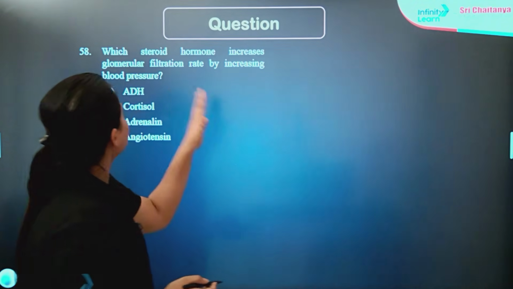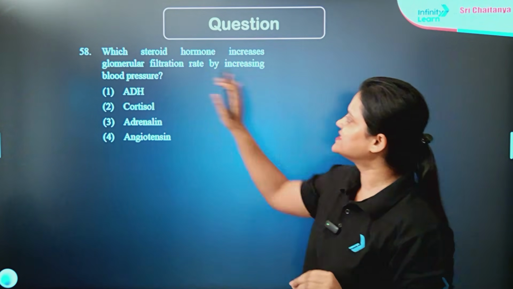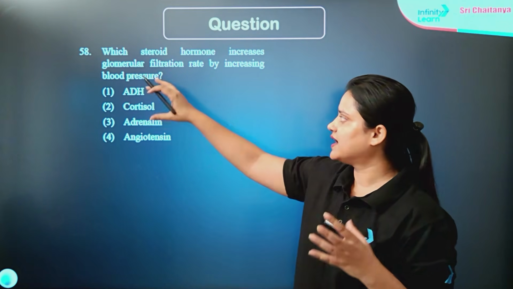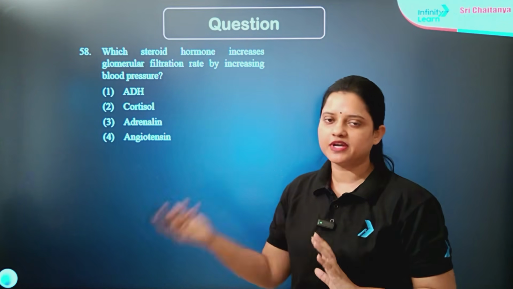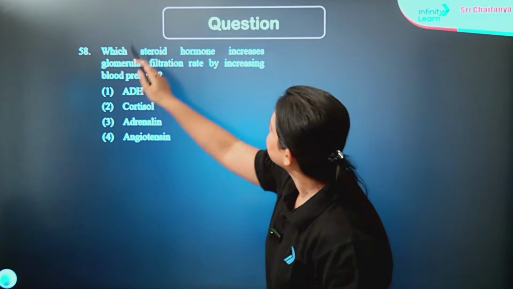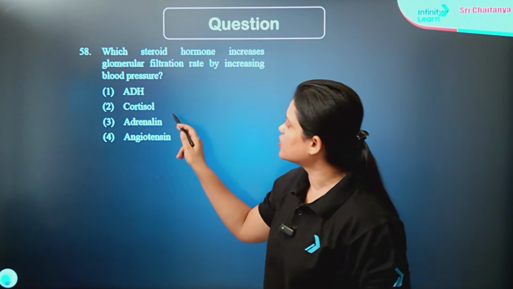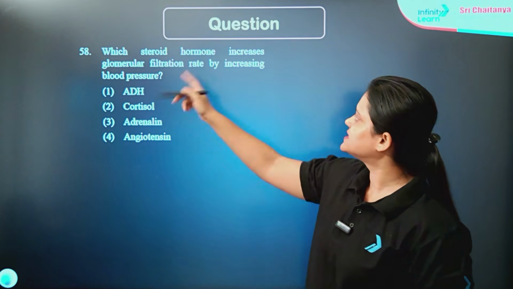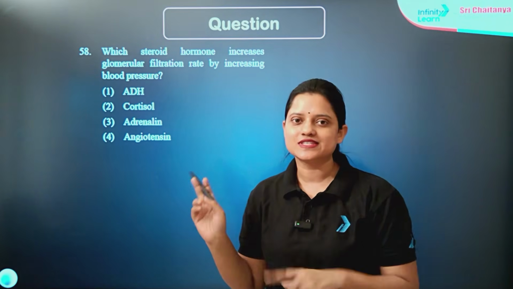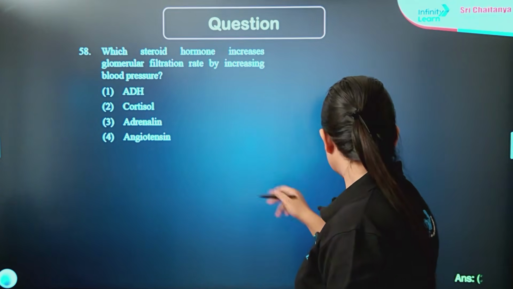Which steroid hormone increases glomerular filtration by increasing blood pressure? So here you might be confused because there are several other options that will increase the blood pressure or GFR, but you need to focus on steroid hormone. So steroid hormone will be here cortisol. This cortisol will increase the GFR and will increase the blood pressure. So here the catch is the steroid hormone. So correct answer for this question will be 2.